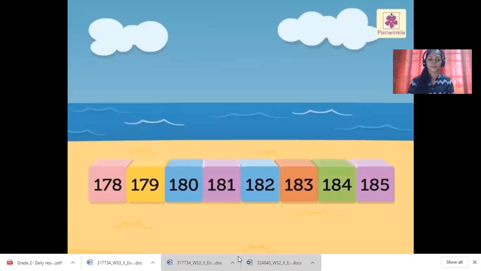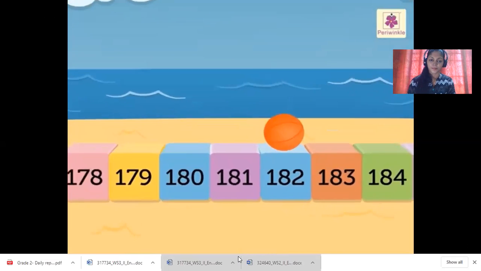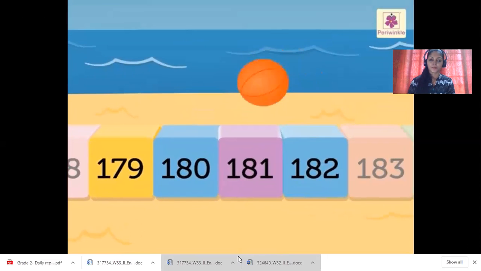Let us try one more example. Which three numbers come before the number 182? Yes, 181, 180 and 179.